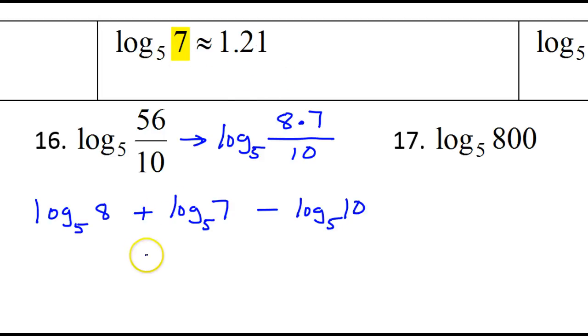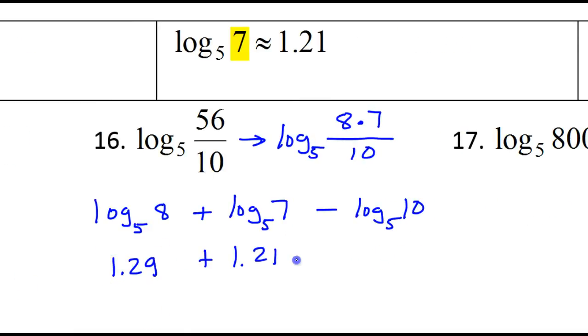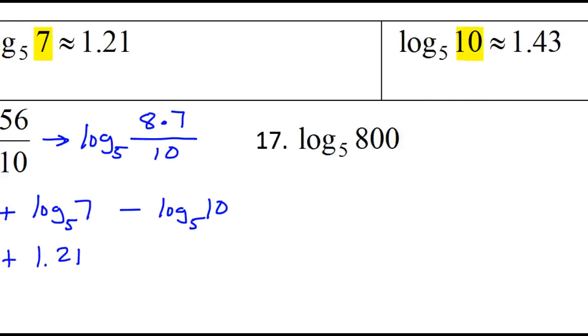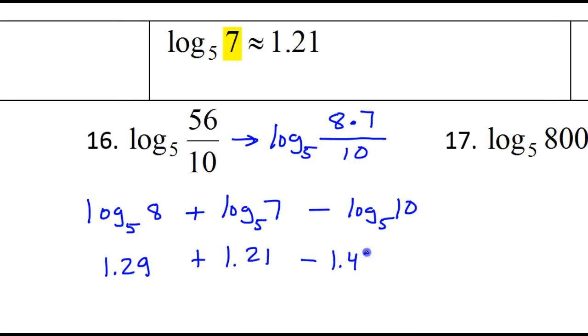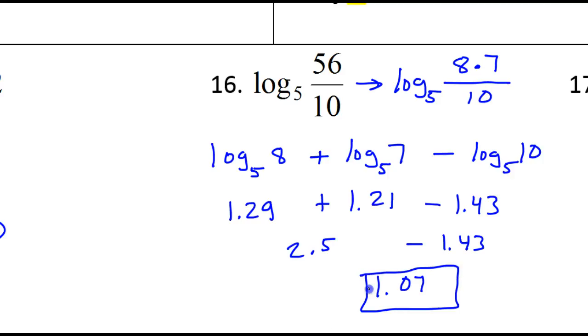Let's see, log 7 is 1.21. Log 8 was 1.29. And log 10 is 1.43. All right, so again, we can just do this in our four-function calculator. So let's see, 1.29 plus 1.21. All right, that's 2.5. Minus 1.43 is 1.07. So that should be your answer to number 16.